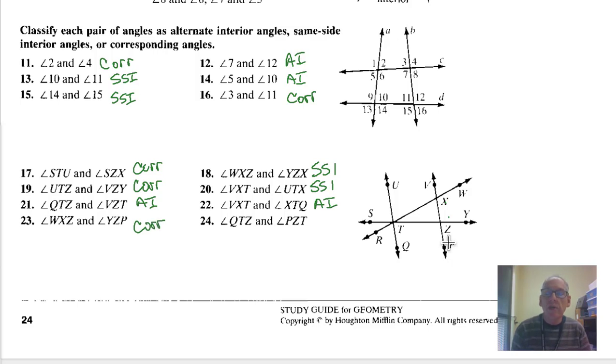And then QTZ, Q to T to Z is this angle here. And we have PZT. P to Z to T is this angle here. These are same side interior angles.